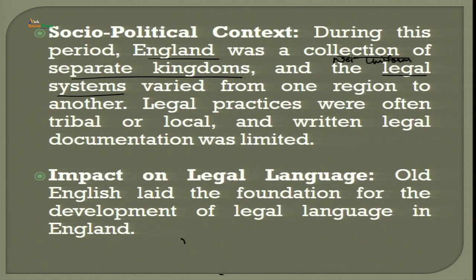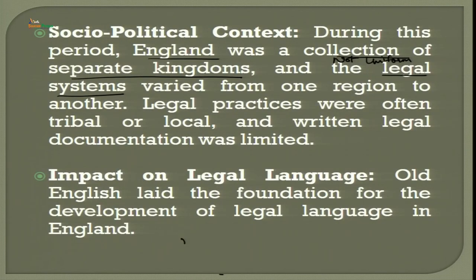The legal system was not uniform, and that is the reason why even in India, before independence, as I discussed in a previous lecture, Warren Hastings brought about a change and introduced a uniform judicial system in India. Warren Hastings was a precursor of what we now enjoy: the same rule, the same law, and the same legal systems in the entire country. Legal systems varied from one region to another, so the same kind of problem was there in England. That was the context.